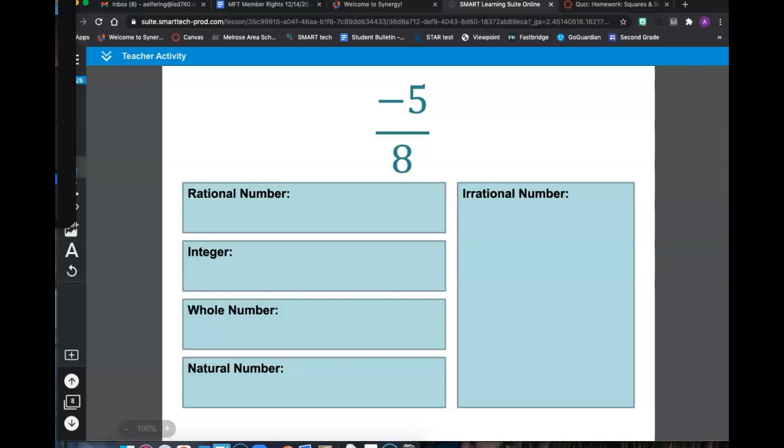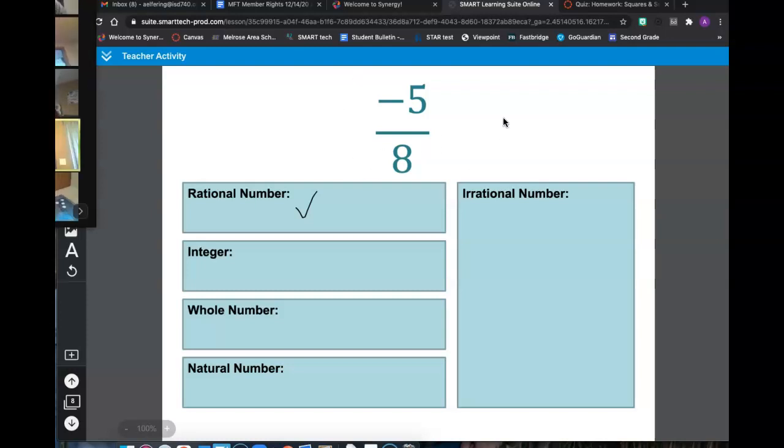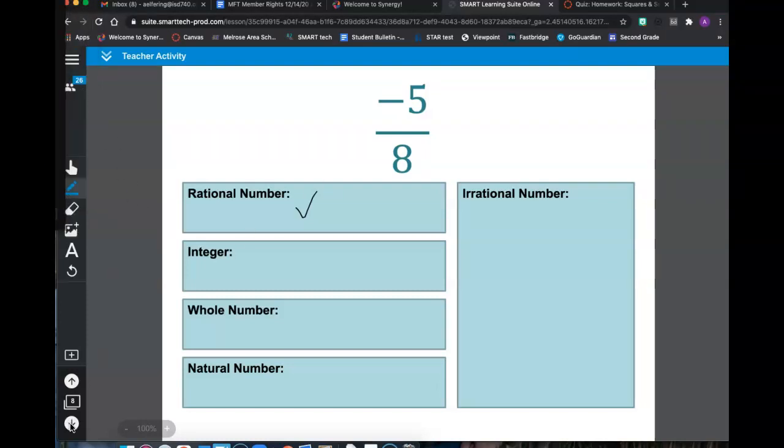Okay, so lots of you have this correct. This is a rational number. Okay, any number that can be written as a fraction is rational. This is a fraction, so therefore it's rational. Okay, this is actually a nice number. It doesn't have random decimals. Okay, so rational is where that one would belong. Okay, here's the next one.